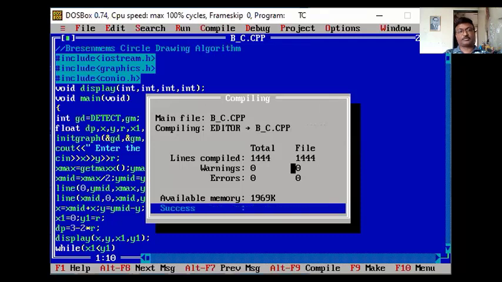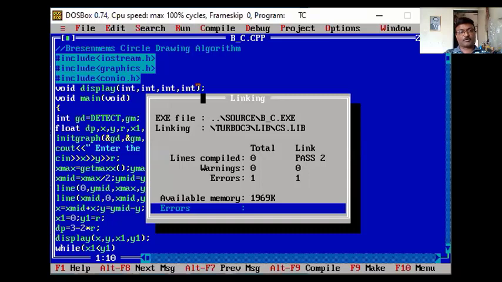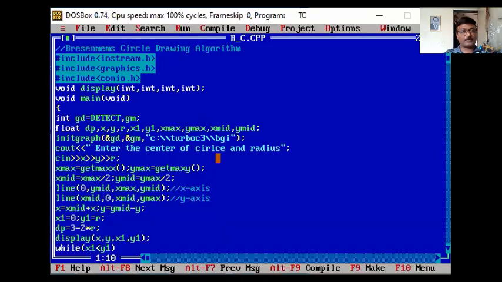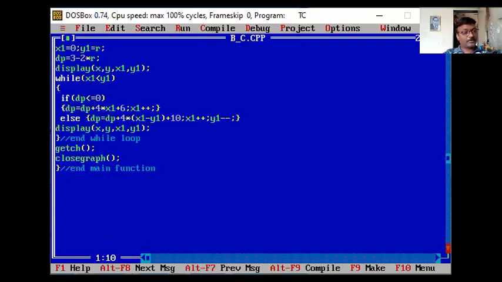So that 0 error, 0 warning, and then you can easily run it. See, while running, it says undefined symbol display. Okay, so something is wrong over here, display. Why? Because we have not declared that function. It means we are calling it but have not defined it. So here you have to define it. So what is our display function?